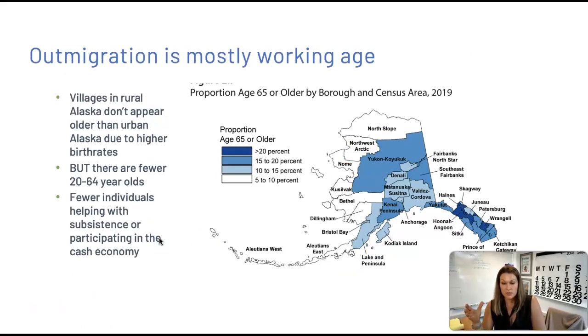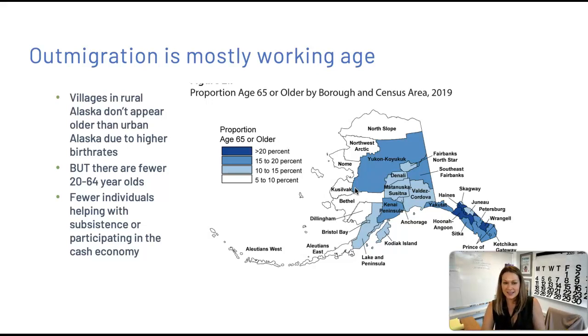One other point of note is that most of the out-migration from rural Alaska is working age individuals. And that's a trend that still holds true today. You can see by looking at this chart, which shows what proportion of the population in these areas is age 65 or older, that western rural Alaska still is fairly young. Again, that natural rate of increase, having lots of kids, helps bring the average age of the population down.